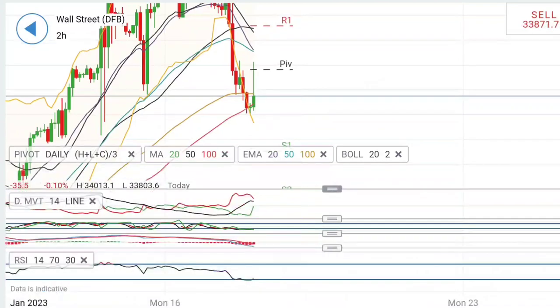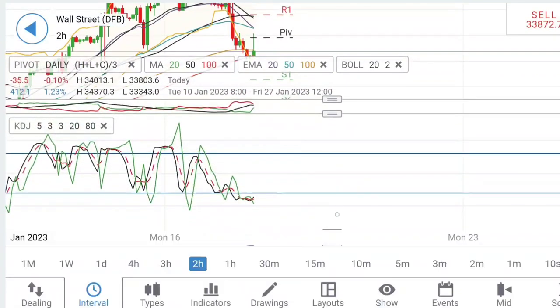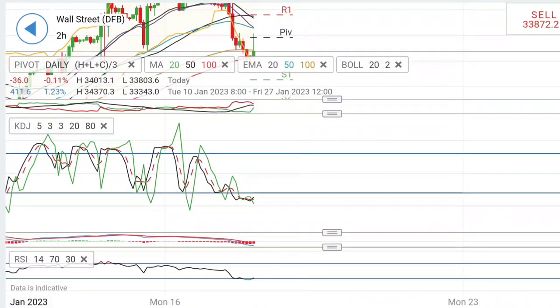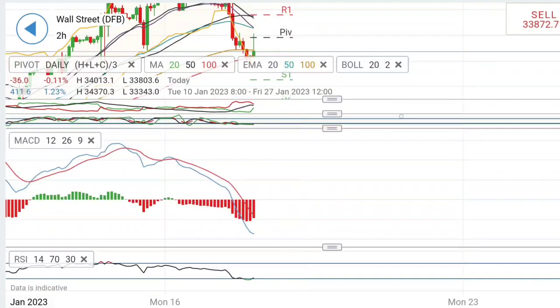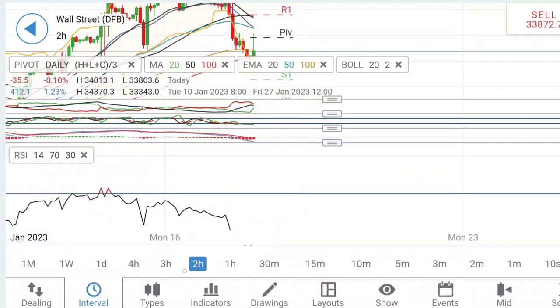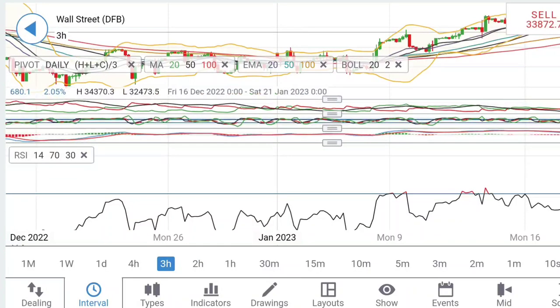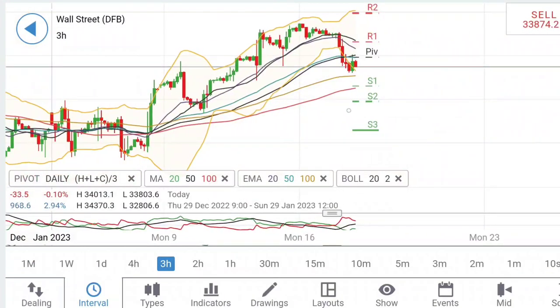levels also. Directional movement bearish, trying to converge. Stochastic is trading oversold on the 2-hour charts. The MACD is extremely bearish. RSI trading oversold here, and possibility for a retracement exists till 34,000 levels.